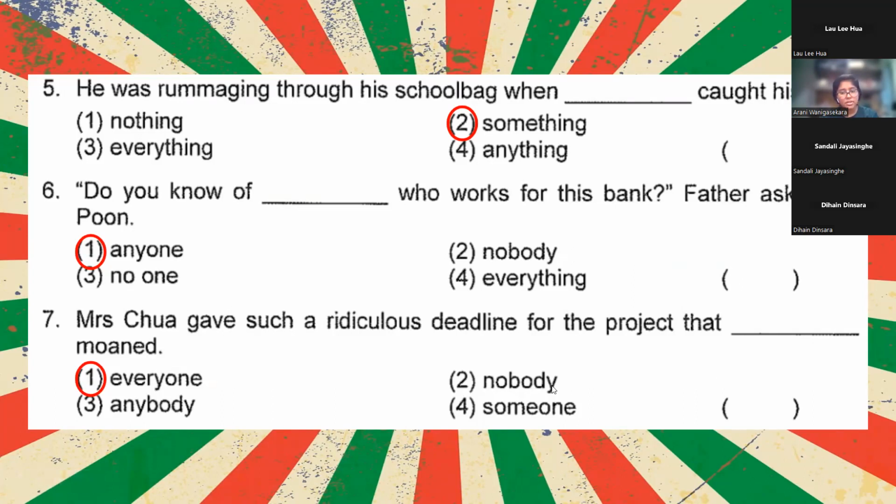And why is it not nobody? It doesn't match the sentence. Yeah, it doesn't match the sentence. And again, you're referring to a large number of people. So you can't really use the word nobody. And what about someone? Why can't you use the word someone?